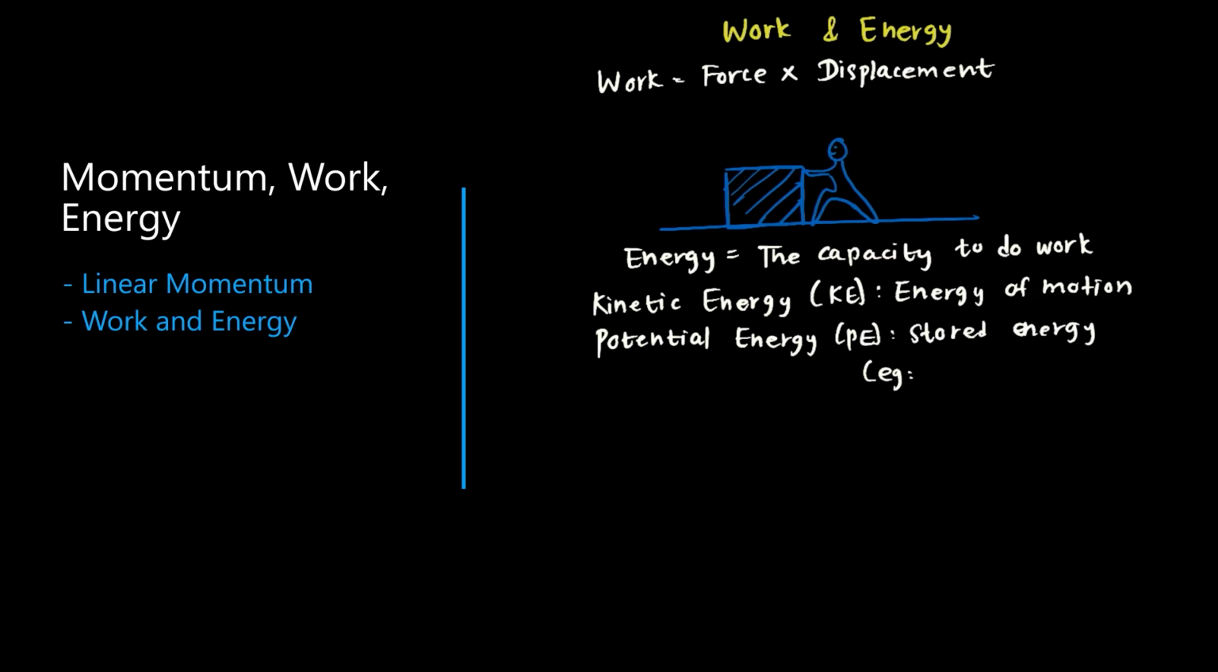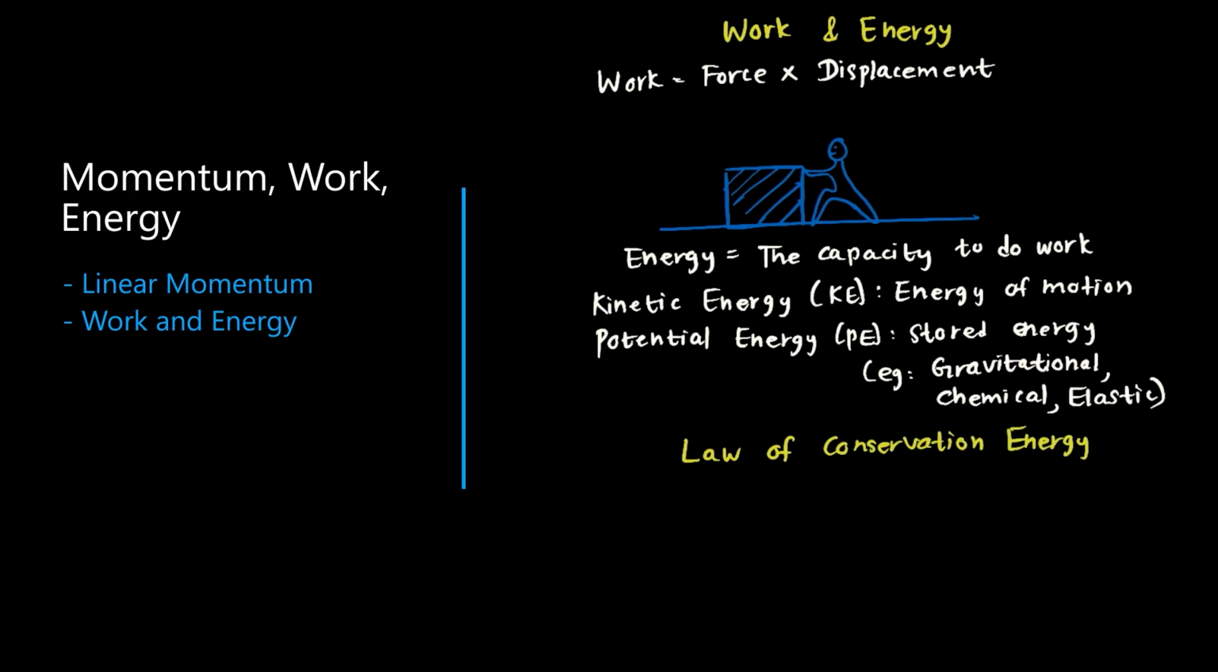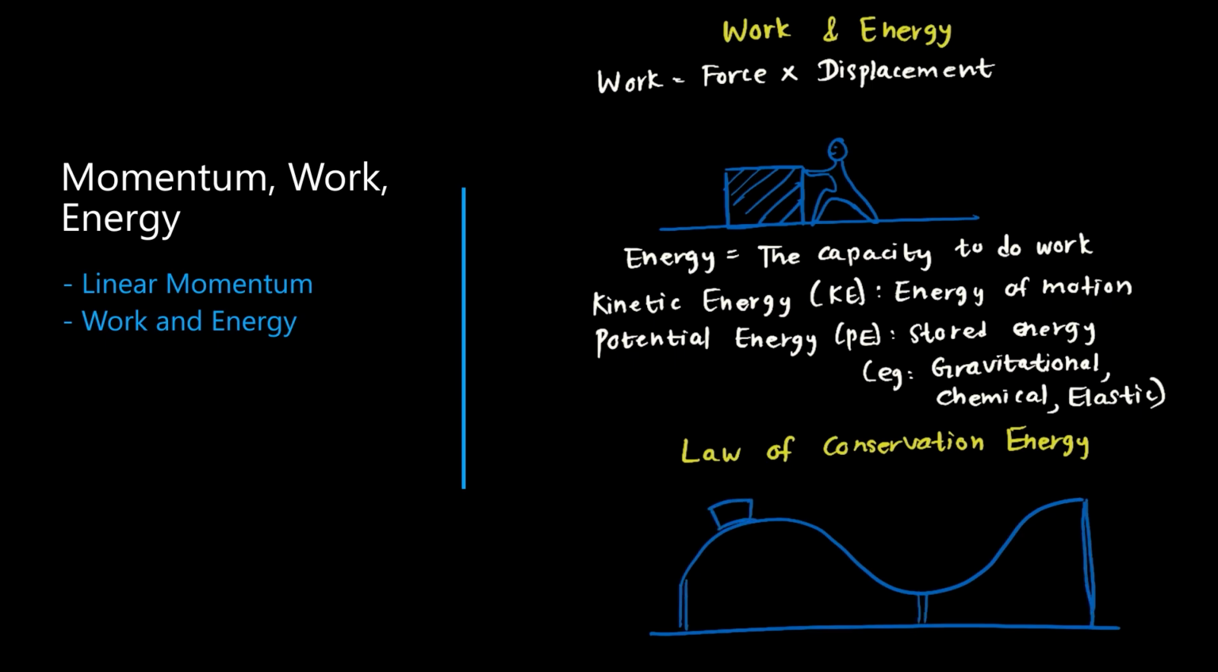Potential energy is stored energy. There are several types. Gravitational potential energy is the energy an object has due to its position in a gravitational field, basically its height. A book on a high shelf has more gravitational potential energy than one on the floor. Chemical potential energy is stored in the chemical bonds of substances, like the food we eat or the gasoline in a car. Elastic potential energy is stored in objects that are stretched or compressed, like a rubber band or a spring.